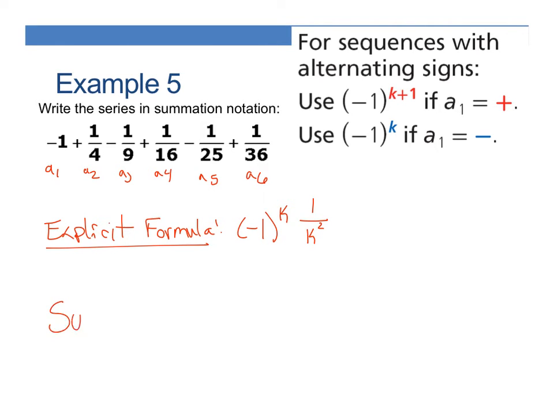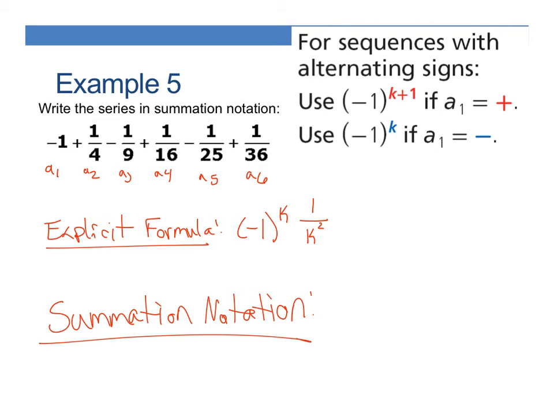That means our explicit formula will be 1 divided by whatever term it is, k squared. So now writing summation notation, we have capital sigma, k equals 1 to 6, because there are 6 terms, and it's -1 to the power of k, that's how we get the alternating signs, times 1 over k squared, and that's where our fraction comes from.